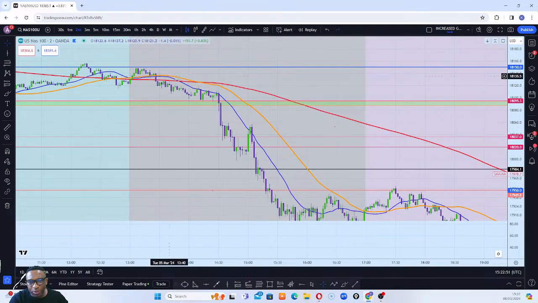So after this crossover, we always expect price to pull back to the 20 moving average, or sometimes it falls in between the 50 moving average and the 20. So when that happens, you could either take your trade from here, or once price gets below the 20 moving average, you take your position from there.